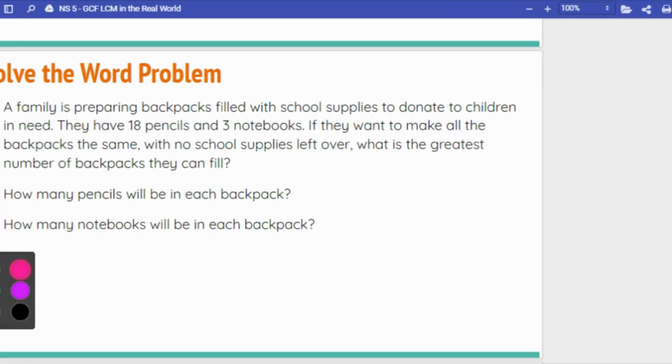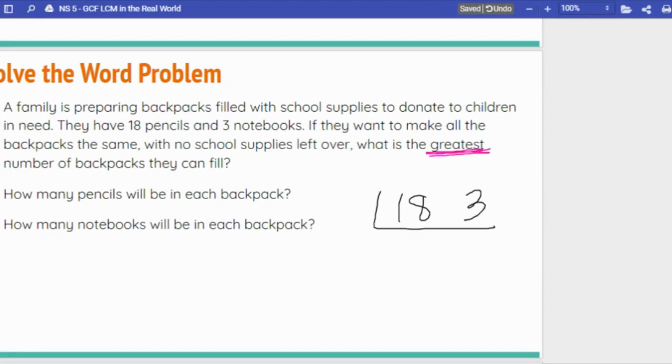So let's look at this. Our keyword again, I see greatest. So I'm going to be finding the greatest common factor. So 18 and 3, I create my ladder. What goes into 18 and into 3? Well, 3. 18 divided by 3 is 6. 3 divided by 3 is 1. I look at my 6 and my 1. Nothing else in common. So, what's the greatest number of backpacks they can fill? Right there. They can fill 3 backpacks.